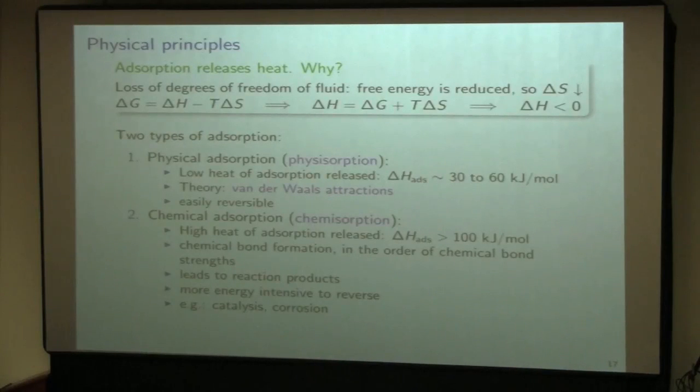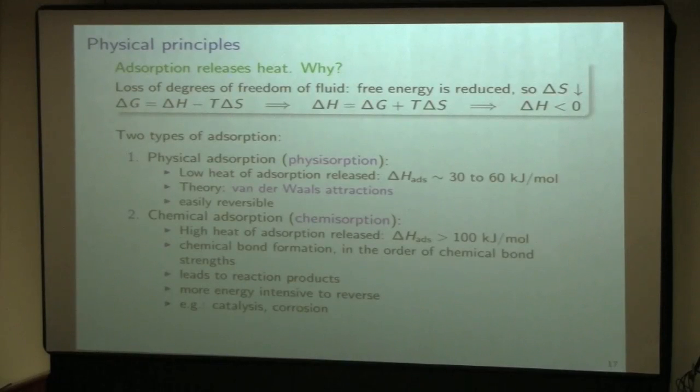So the moment we decrease entropy, we can apply it to the Gibbs law. Entropy is decreasing, we're stabilizing the material, we're essentially reducing degrees of freedom in the fluid. And if we start from our thermodynamic law, that the Gibbs free energy, which we know must be negative for anything useful to happen, is the heat released minus the temperature times the change in entropy. If we rearrange that for delta H, if delta G is negative in order for useful stuff to happen, and delta S is being reduced as well, overall delta H is negative. So we will always release heat when adsorption takes place.